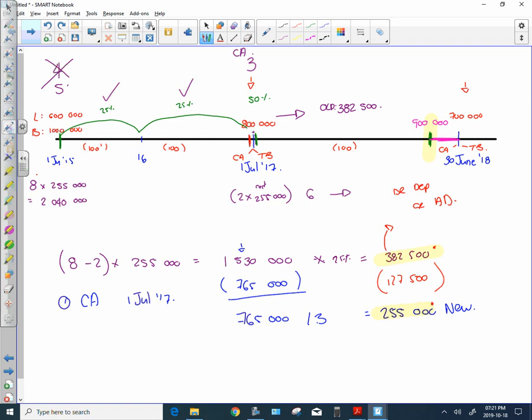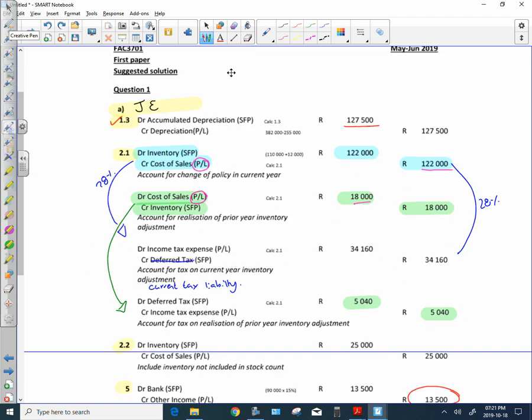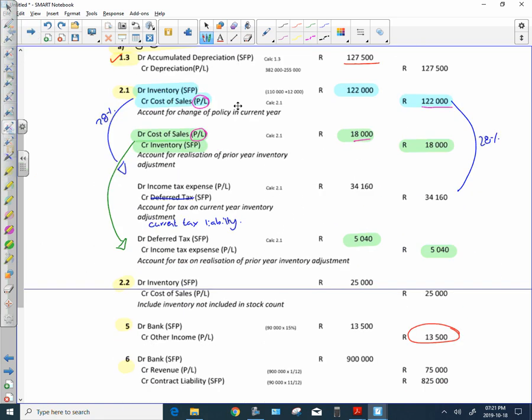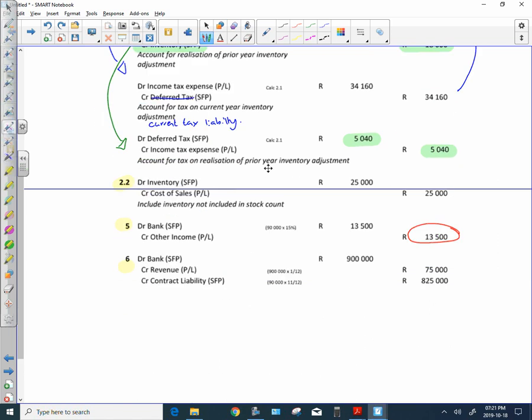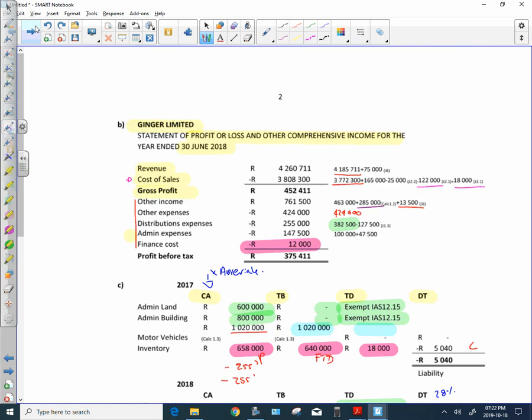Right, in terms of that then, the journal entry would be to debit my bank account because I received all of this money. Debit bank, 900,000. Credit revenue with only 1 over 12 months. And credit contract liability with 11 over 12. Everybody happy with that? Right, in terms of my revenue, I've got 75,000 that needs to be added to revenue. Everybody happy with that?